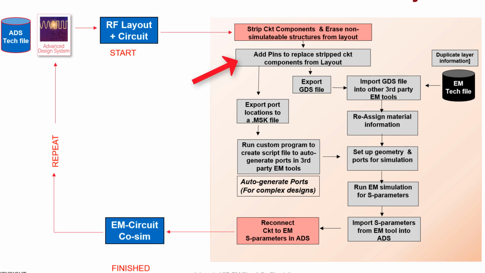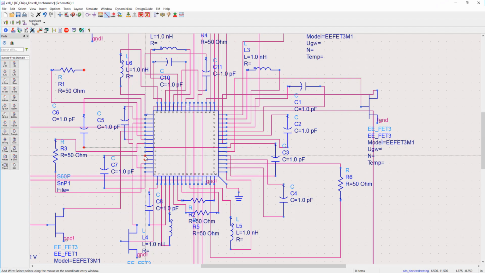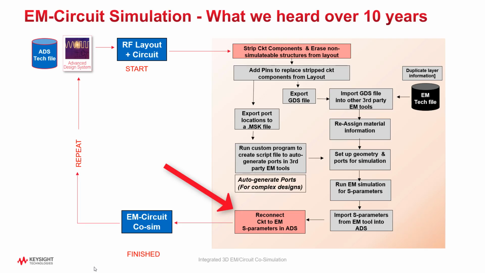Now, pins are placed at every disconnected node, and the layout is then exported as a GDS file. EM simulation is run, and a large multi-port S-parameter matrix is created to represent the EM solution without the active devices and the SMD components. This multi-port S-parameter file must then be reconnected back to the circuit with the SMD components and the active devices for the EM and circuit co-simulation in order to understand the EM circuit interaction.